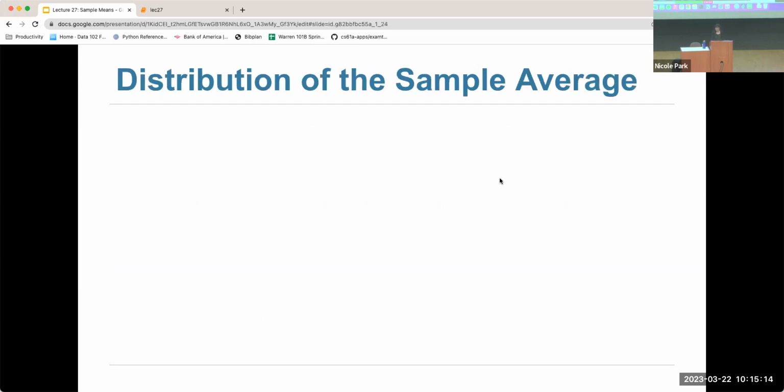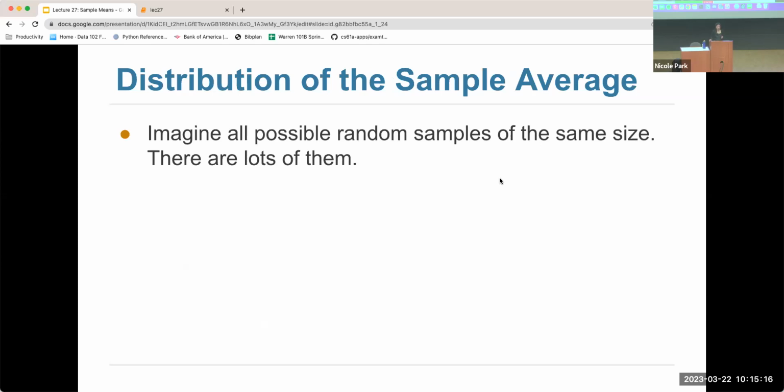So the distribution of the sample average: imagine all possible random samples of a given sample size, and there's a lot of them. So from the Data 8 course, I guess there's around 2,000 students. I could take a sample of 100, I could take 300, maybe 400. There's so many different sample sizes that you can take from a population, and each of these samples has an average. So we're going to take a look at how sample sizes are going to change those sample average distributions.